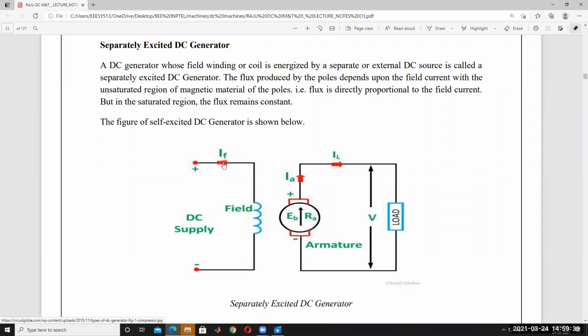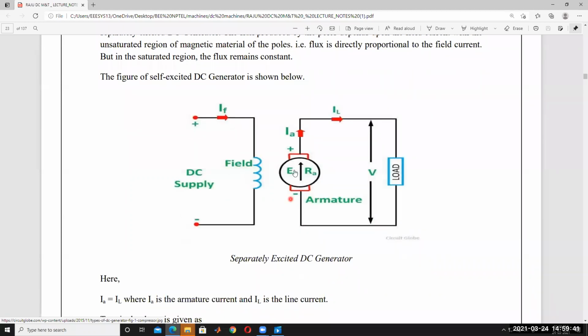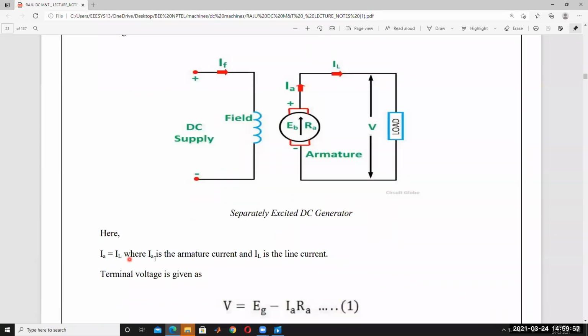This is called the field current or excitation current. VB is the back EMF. RA is called the armature winding resistance. IA is called the armature current, and IL is called the line current. For this, IA is equal to IL, as you know well, and IF is related to the field winding, the field current.